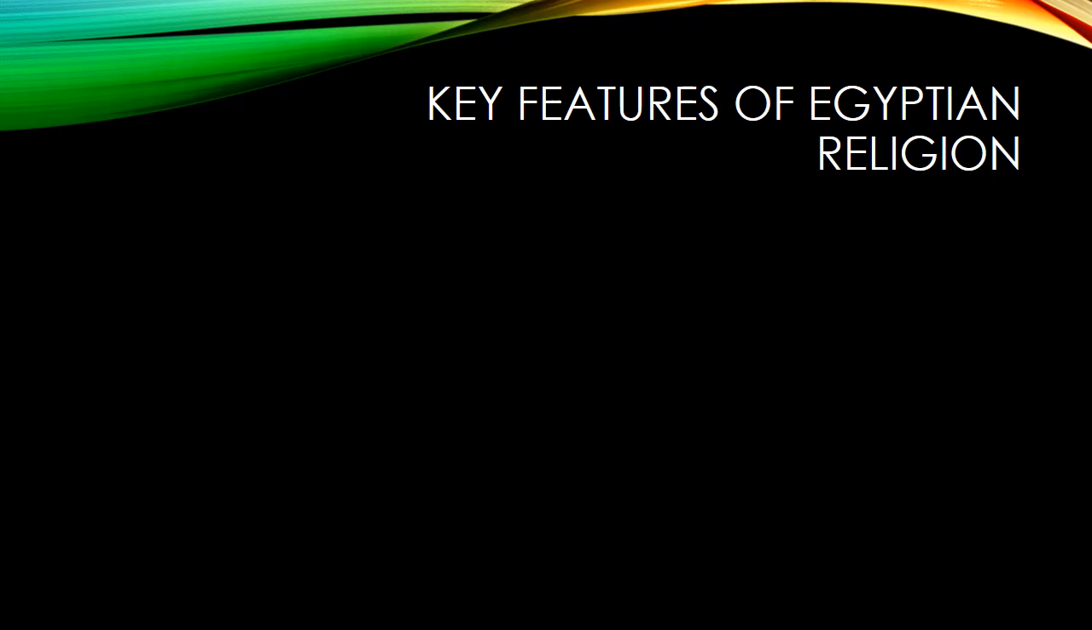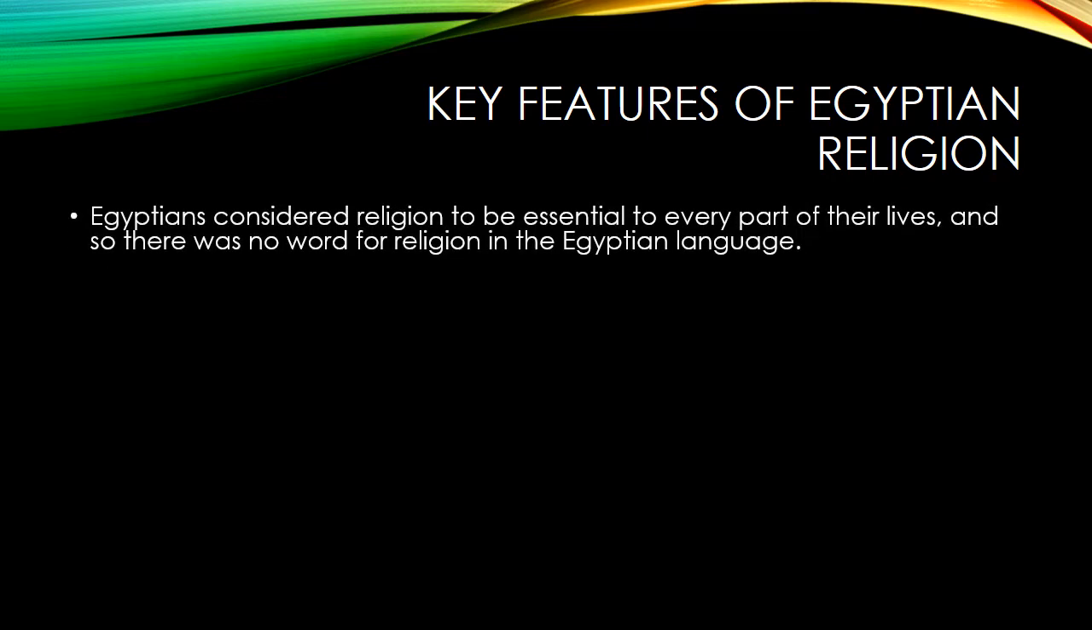Let's take a look now at key features of Egyptian religion. Egyptians considered religion to be essential to every part of their lives, and so there was no word for religion in the Egyptian language. Now, I think I told you this in the last section. I got ahead of myself a little bit looking forward. I told you that it was the Mesopotamian society. That's my fault. I got a little bit ahead of myself as I was getting ready for this lecture. But it was the Egyptians that had no word for religion in their language. It was just such a big part of their lives.